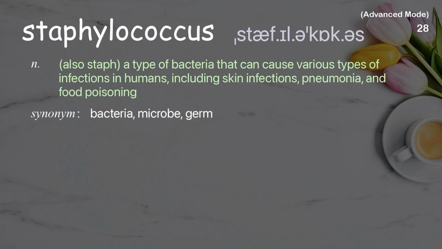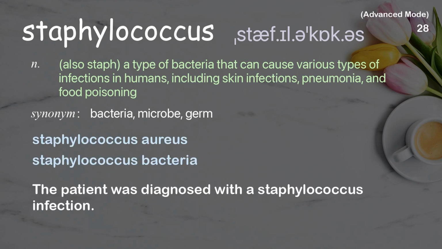Staphylococcus. Also staph, a type of bacteria that can cause various types of infections in humans, including skin infections, pneumonia, and food poisoning. Examples: Staphylococcus aureus, Staphylococcus bacteria. The patient was diagnosed with a staphylococcus infection.